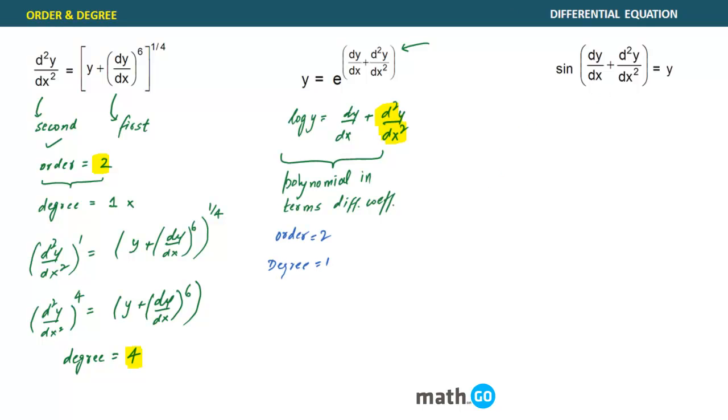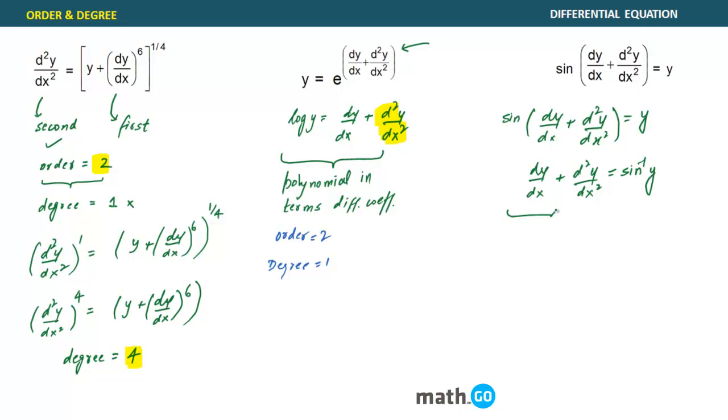Okay, let's take this problem now. The problem in this is that you have sine. Sine does not make dy by dx, which is written inside it, a polynomial. You will not say that sine x is a polynomial, right? It is not a polynomial. But I can make it polynomial by taking sine inverse. If I write something like this and say sine inverse y, then this particular LHS again becomes polynomial in terms of the differential coefficient. So again I can say order and degree will be defined.